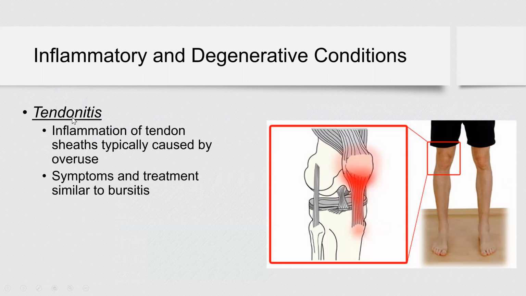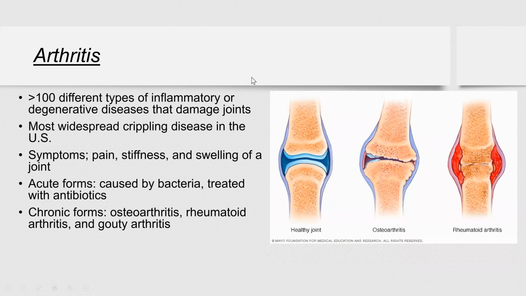Now tendonitis is also inflammation, but that's inflammation of the tendon. So we don't have tears, we don't have luxation or subluxation. We pretty much have a tendon that is inflamed, usually because of overuse, with symptoms and treatments similar to bursitis. So rest, ice, and anti-inflammatory drugs if needed.